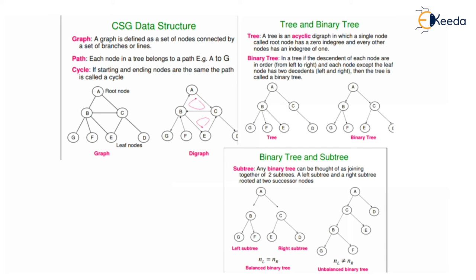A binary tree is a tree in which the descendants of each node are in order from left to right, and each node except the leaf node has two descendants, left to right. Then the tree is called a binary tree. Hope you understand, B is having G, F, E separately, while A is having C, D separately. Those are not joined, that is a tree. What is a binary tree? A to B and B to G, F, and C to E, F. So those are binary trees. Binary tree and subtree: there is a left subtree, right subtree, and an equally balanced binary tree, and there is the unbalanced binary tree as shown in the figure.